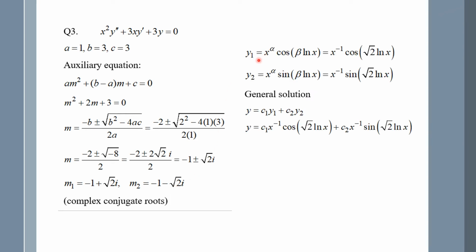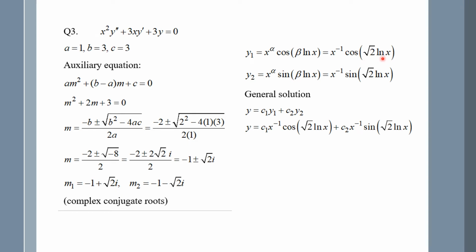To get y1, we use the formula x to the alpha cos beta ln x. We have to determine the values of alpha and beta from the given roots. So alpha will be the number at the real part, which is negative 1, and beta will be the number at the imaginary part, which is square root of 2. So substituting negative 1 and square root of 2, we get y1 given as x to the negative 1 cos square root of 2 ln x.